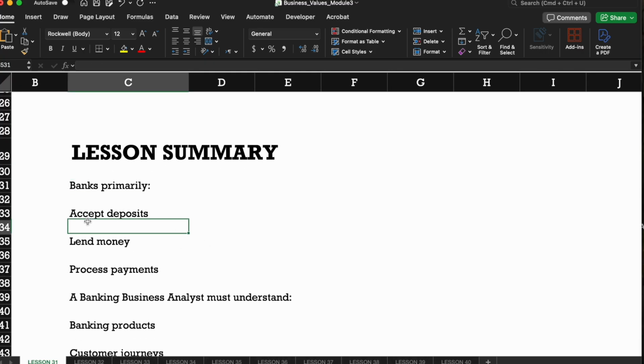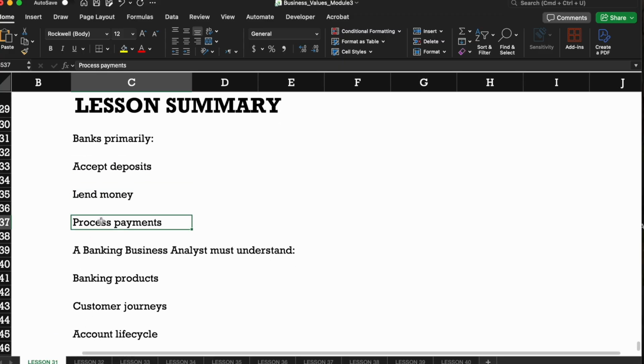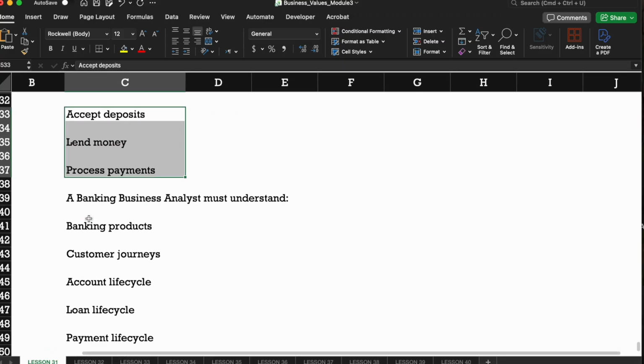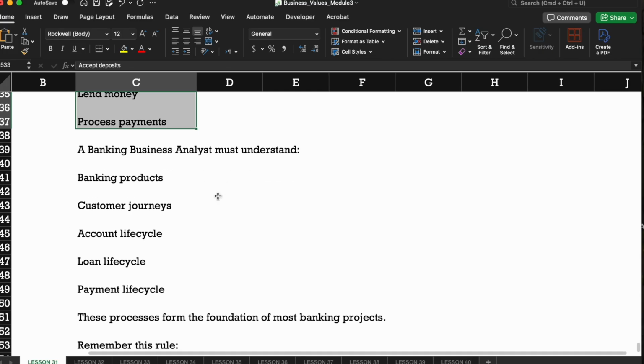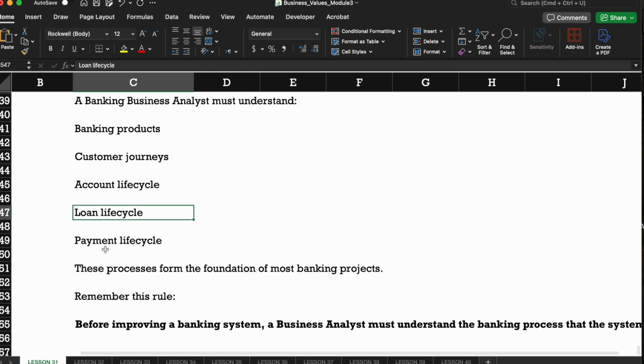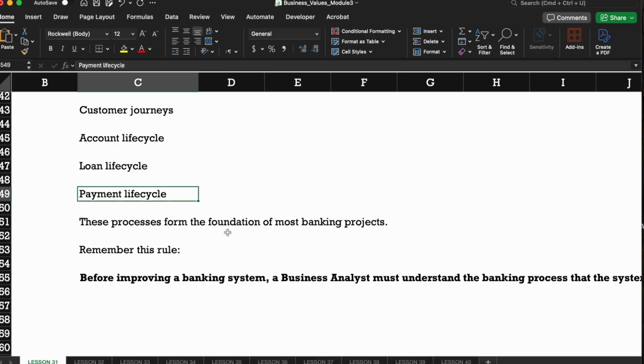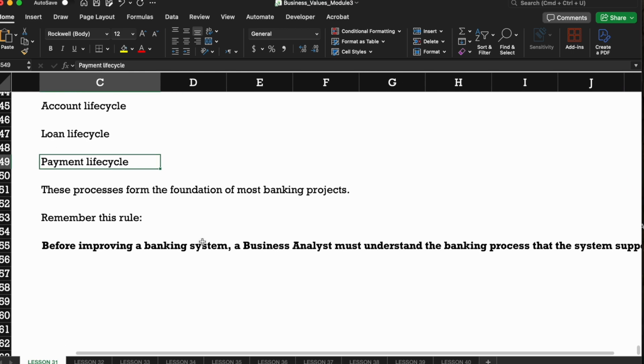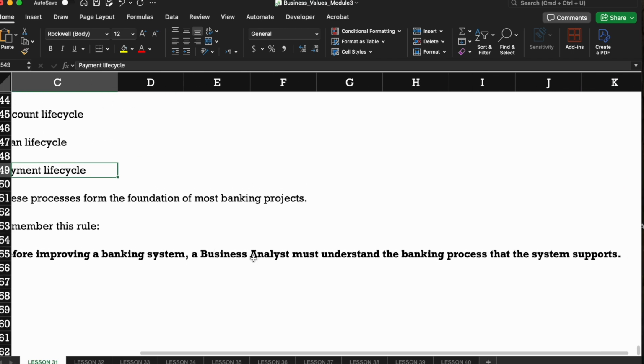Okay, so lesson summary. Banks primarily accept deposits, lend money, and process payments. These are the 3 main actions. A banking business analyst must understand banking products, customer journey, account life cycle, loan life cycle, and payment life cycle. These processes form the foundation of most banking projects. Remember this rule: before improving a banking system, a business analyst must understand the banking process that system supports. Okay, thank you. I'll see you guys in lesson number 32.